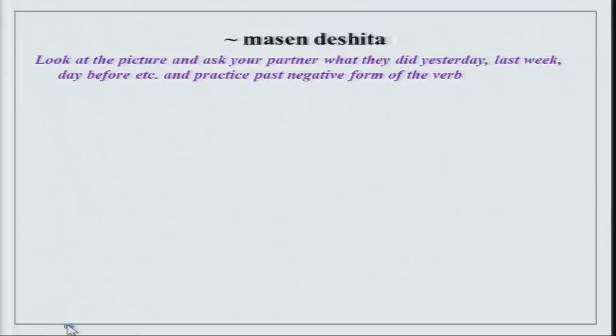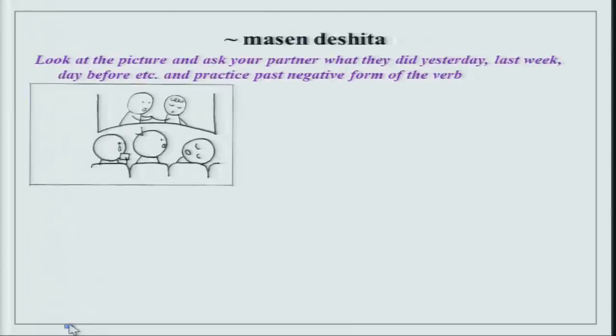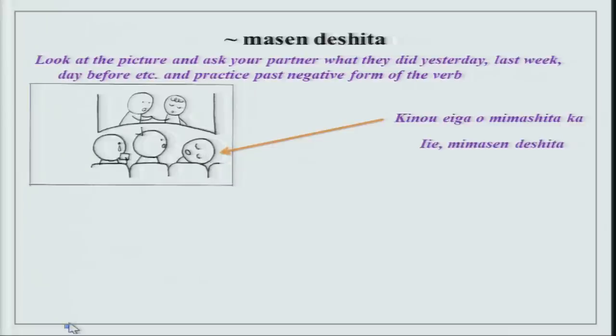Now, look at the picture and ask your partner what they did yesterday, last week, day before, and practice negative form of the verb, which we haven't done so far. So, well, you can look at this picture and see what is happening. These people are sitting and they're watching a film. Someone is sleeping, someone is crying, and well, someone is watching. So, kino eiga o mimashita ka? Kino eiga o mimashita ka? Iie mimasen deshita. So, the answer is because he is sleeping, iie mimasen deshita.